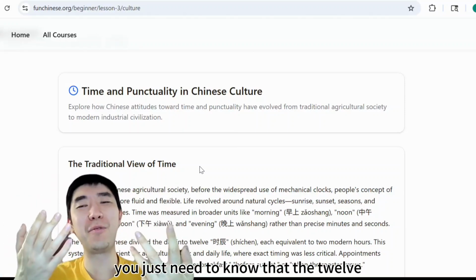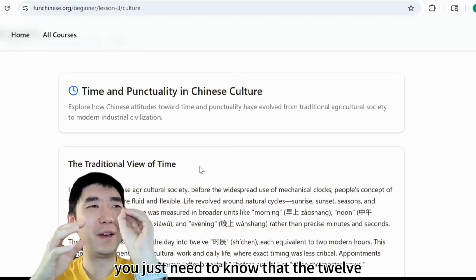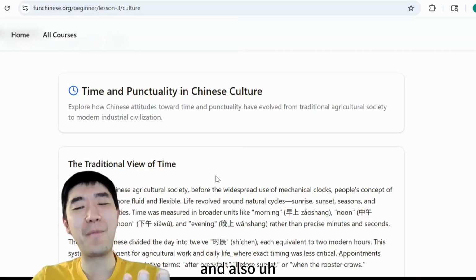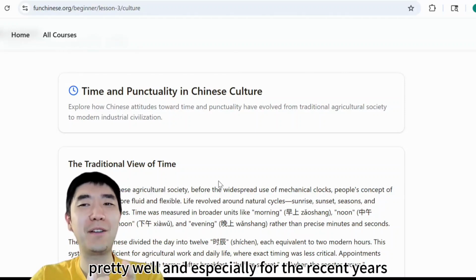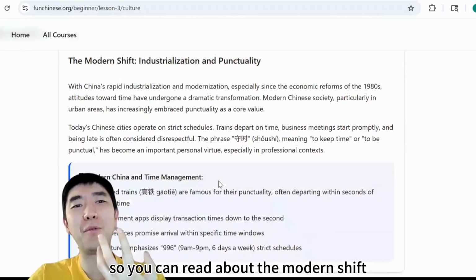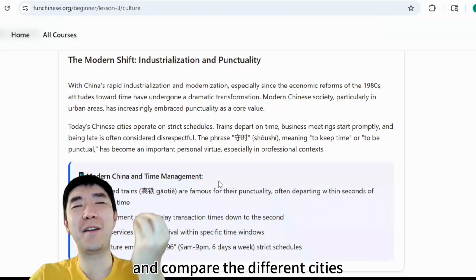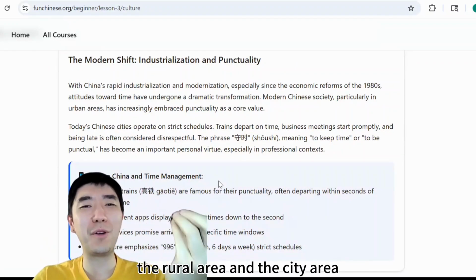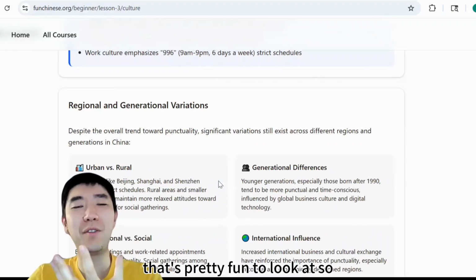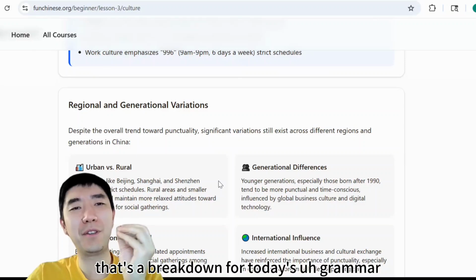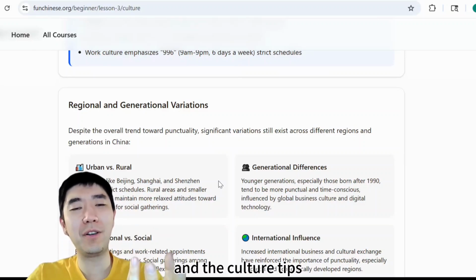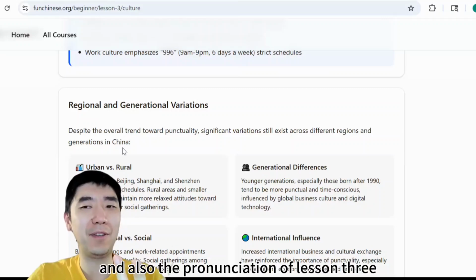For now, you just need to know the 12 时辰 system, and that we have also adopted the 24-hour system pretty well, especially in recent years. So you can read about the modern shift and compare the different cities, the rural area and the city area. That's pretty fun to look at. So after all, that's a breakdown for today's grammar, culture tips, and also the pronunciation of lesson 3.